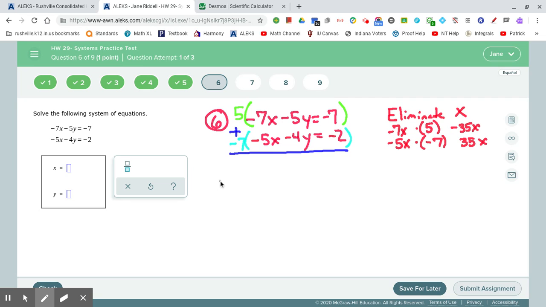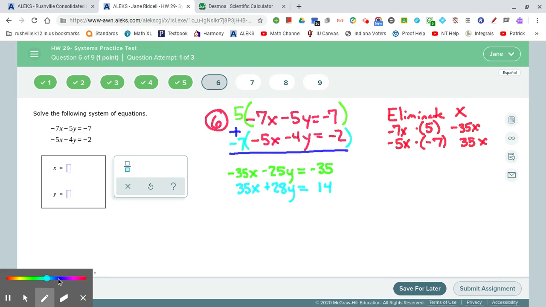So 5 times negative 7 is going to give me negative 35x. 5 times negative 5 is going to give me negative 25y. Equals 5 times negative 7 is negative 35. My second equation is all getting multiplied by negative 7. So negative 7 times negative 5 is positive 35, and it has the x with it. Negative 7 times negative 4 is positive 28. That has the y with it. Equals negative 7 times negative 2 is positive 14.